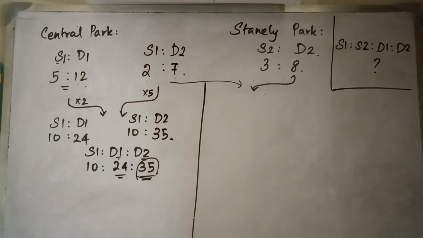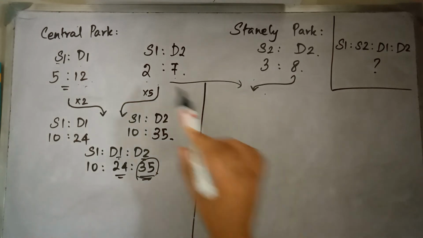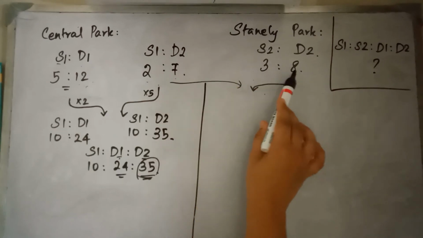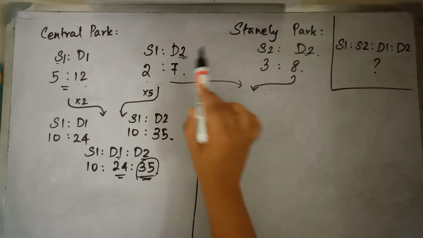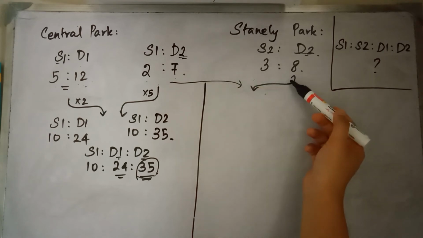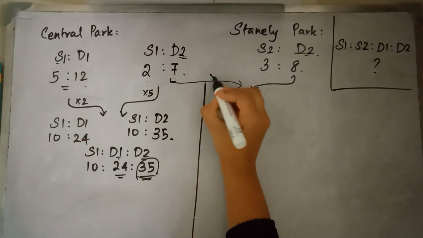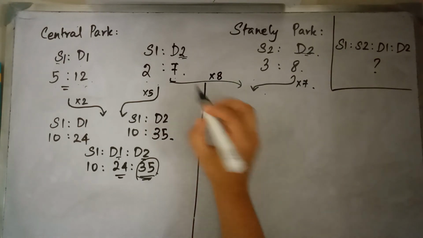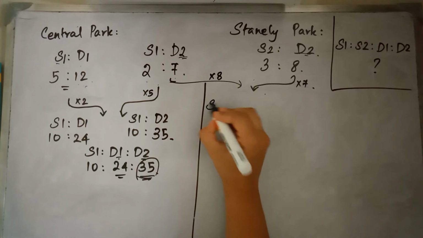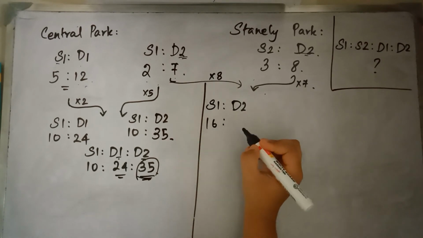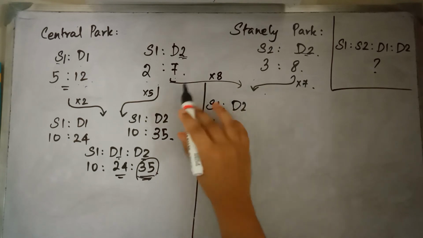Okay, so we have found out this ratio. Let's compare these two ratios. The common factor is D2, right? A common denominator for both of this, a common multiple of 7 and 8 will be 56. So I'll have to multiply this by 8 and this by 7. So let's multiply this ratio by 8. We'll get S1 is to D2, 16 is to 56.